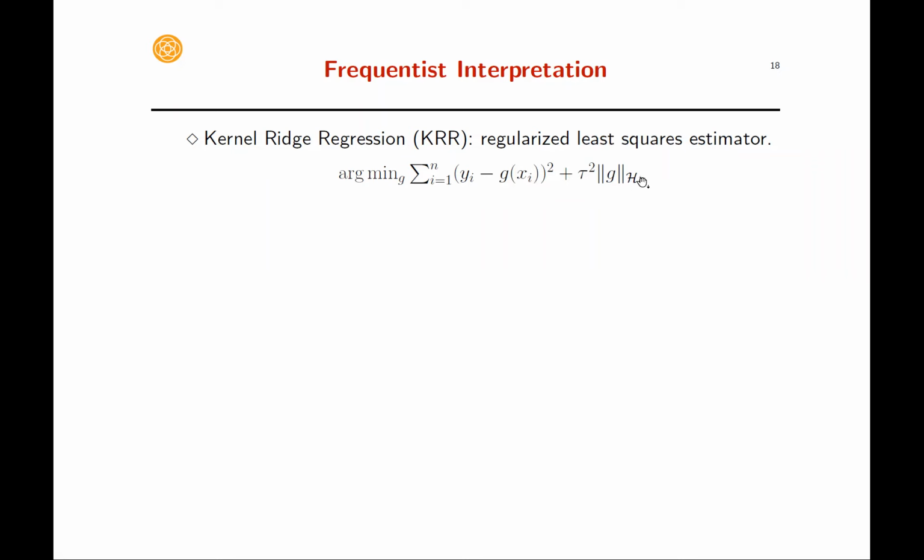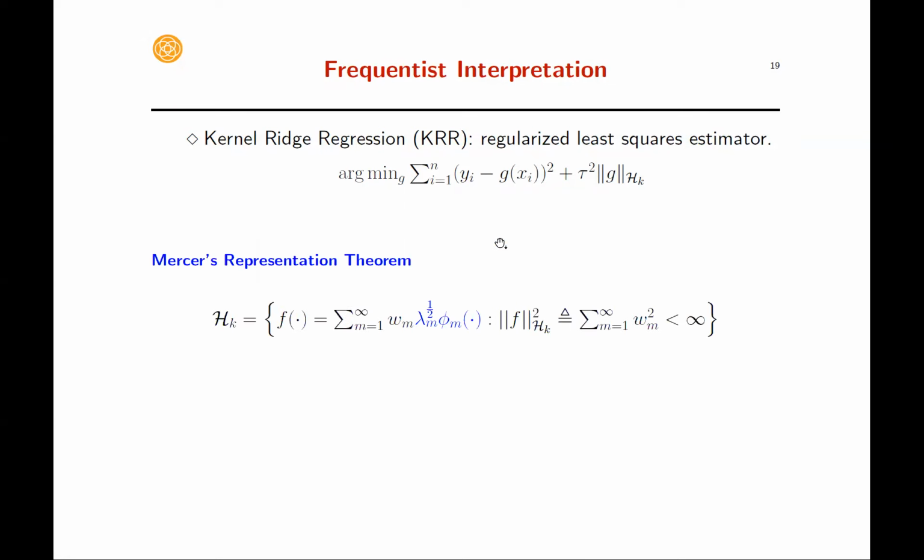This space is a bit of a complex notion if you have not seen it before. This space is called the reproducing kernel Hilbert space, which has a one-to-one relation with the kernel. So the kernel uniquely determines this space H_K. And if we want to have a grasp of what that space is, we need to look into Mercer's representation theorem, which defines this space H_K, uniquely determined by the kernel K, as the linear span of functions in an infinite dimensional basis.